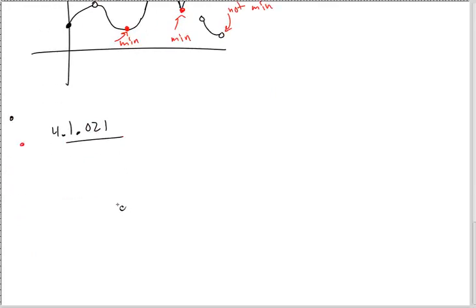So 4.1.021, it says find the critical values. Don't know what that is. What is critical values? I'll tell you. Actually, it's kind of funny because I haven't told you, but that's okay. These are the mins and maxes. Okay, so I'm telling you ahead of time. Critical values is the mins and maxes. Kind of like an all-encompassing thing.